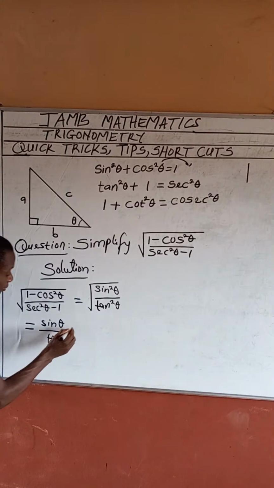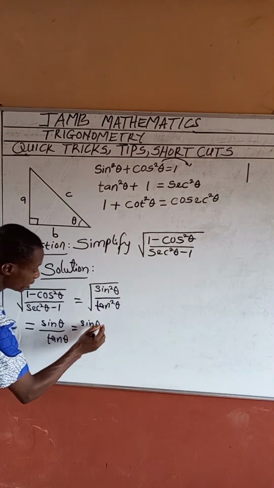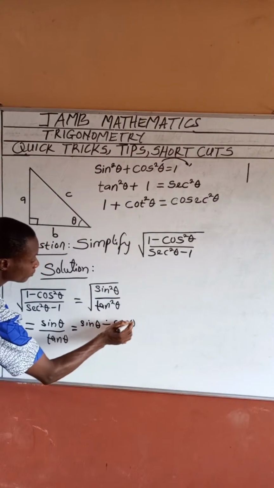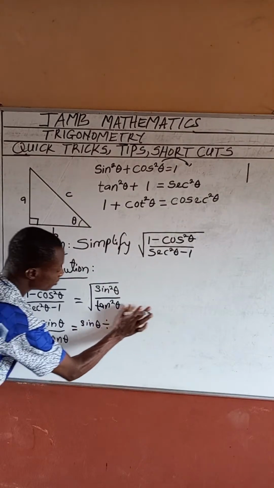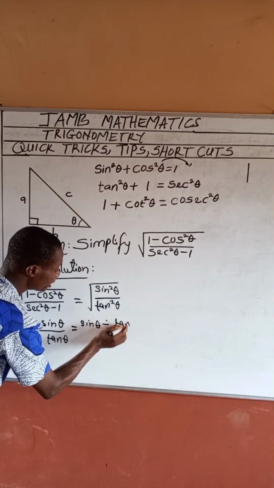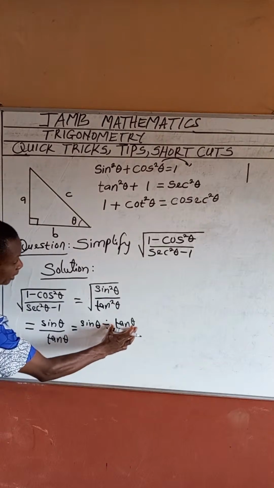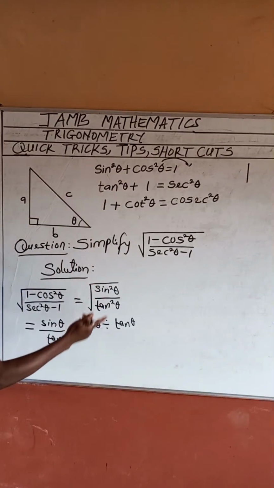So we are now going to have something like this. This is sin theta, so we write sin theta, divided by tan theta. This is tan theta, right? Then we know that tan theta is what? Tan theta is sin theta over cos theta. Sin theta over cos theta gives tan theta. So this is what is now going to become.